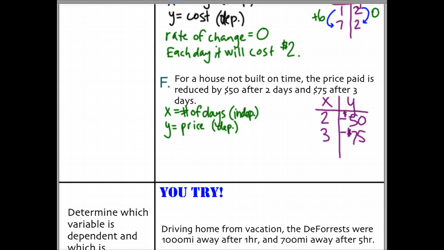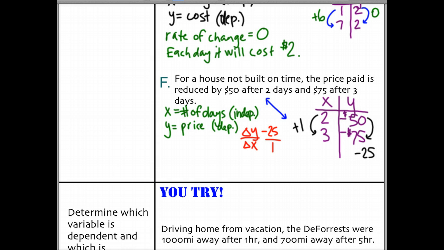Now we want to figure out what that jump is between the y's and the x's. From negative 50 to negative 75 was a negative 25 decrease. And from 2 to 3, we add 1. So we can write the change in y over the change in x as negative 25 over 1. I want you to notice that our change is negative, so it's going to look like this. Even though our x value is increasing, our y value is decreasing.